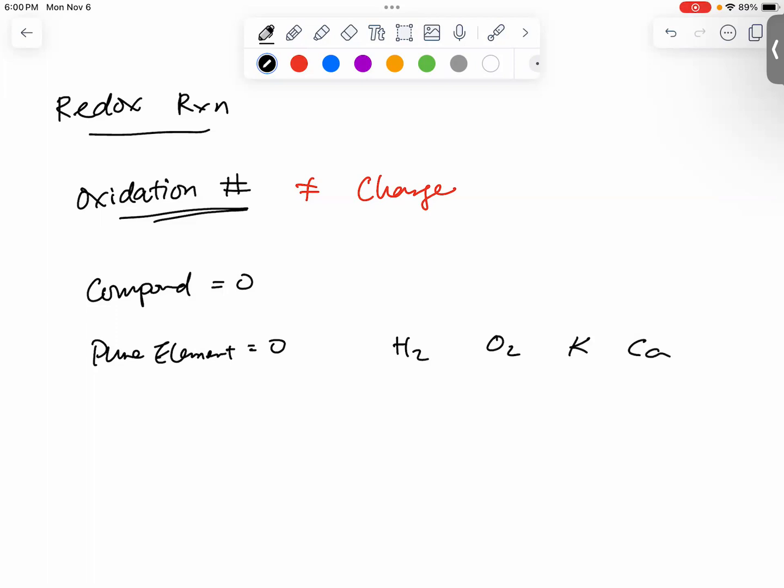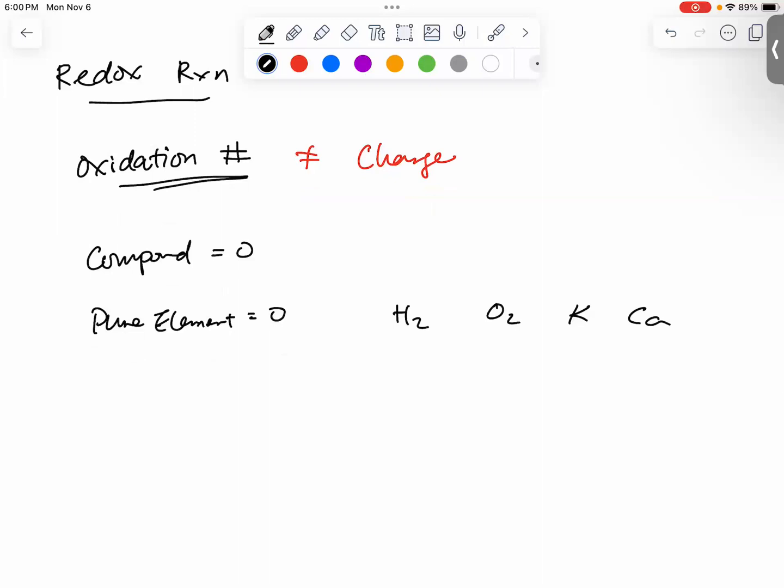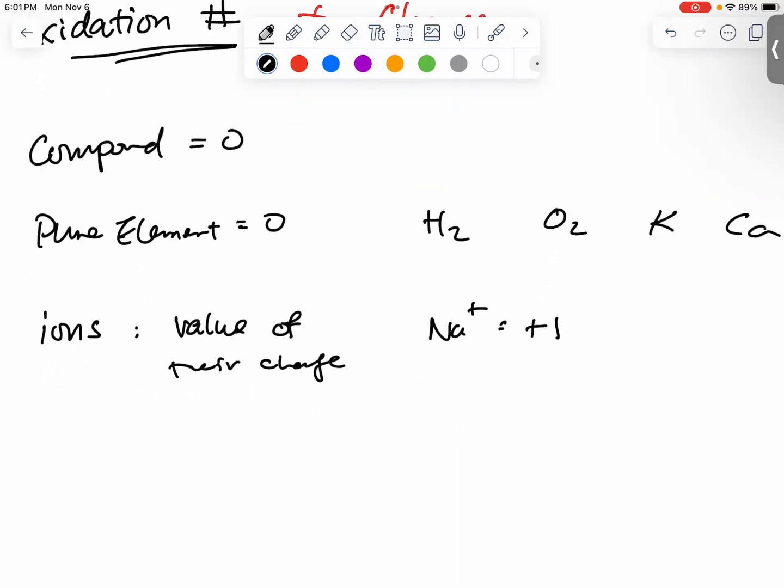Now, if it's in a compound, for the simple ions, the oxidation number would be the value of their charge. So if you have Na plus, it'll be +1. And by the way, do not say 1 plus, because there's a subtle difference when we describe charges and oxidation numbers. For charge, you start with the number followed by the sign. For oxidation number, it's the sign followed by the number. It's kind of subtle. Some teachers don't care. I do. So if I have Cl minus, it's going to be -1.